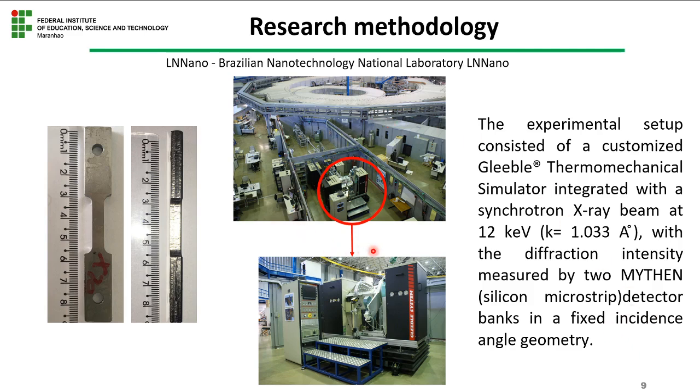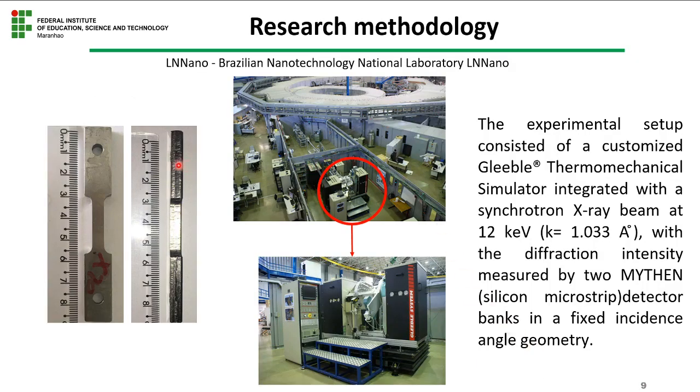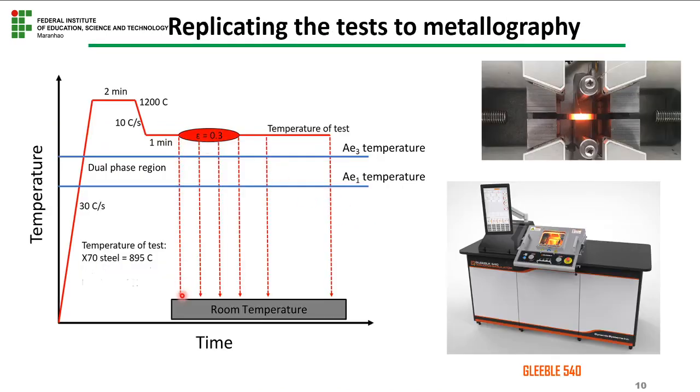We use this one, and also for the X-ray measurement. After using this, we repeat the test using a smaller Gleeble machine, a Gleeble 540, to repeat the same procedure in order to quench the samples after each quantity of applied strain. We used the same thermomechanical schedule that I showed you.